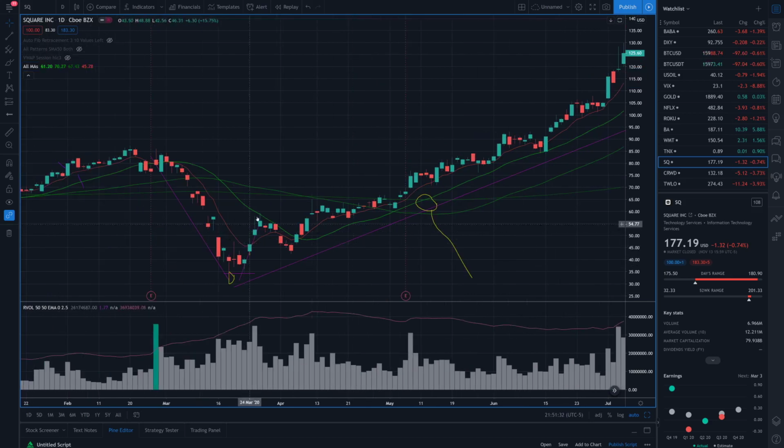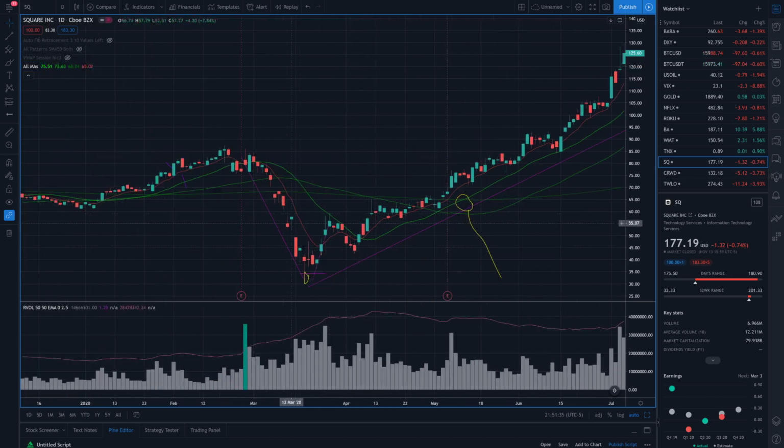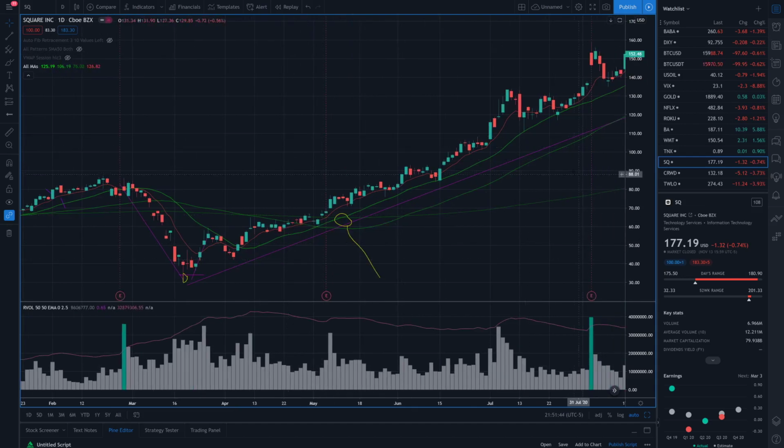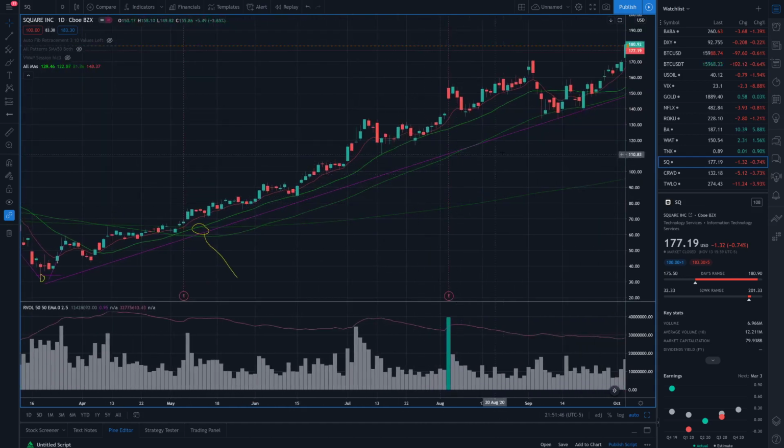The 50-day also you can use: if something's below the 50-day, it creates a buying opportunity. I sort of said also that if it's below everything, it creates a buying opportunity. But that's how you would use those moving averages.